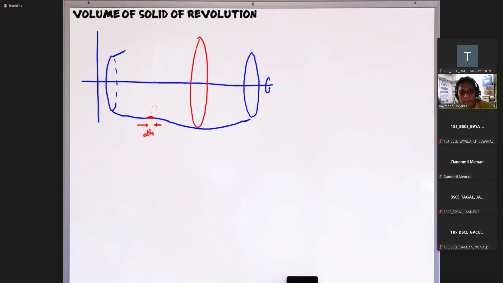So let me redraw this now. Okay. So again, let's consider this disk. So again, we will form something like this. Okay? So then, kailangan natin makuha dito is yung radius of the disk. And makikita natin na yung radius ng disk naman dito is simply the distance between the curve and the axis of revolution.